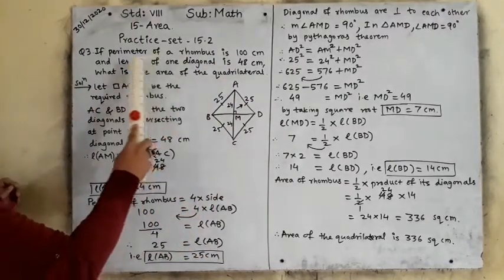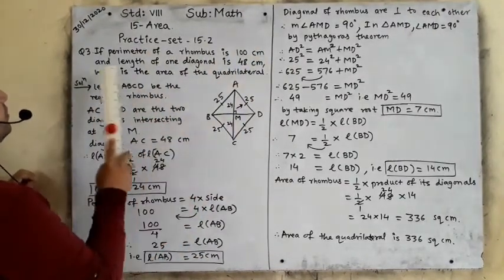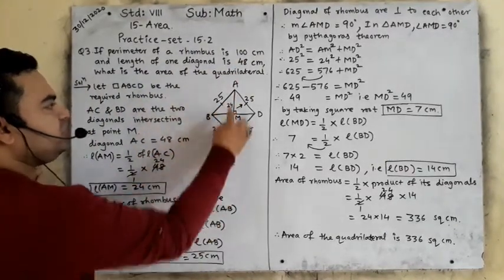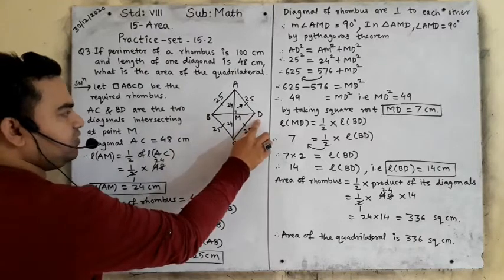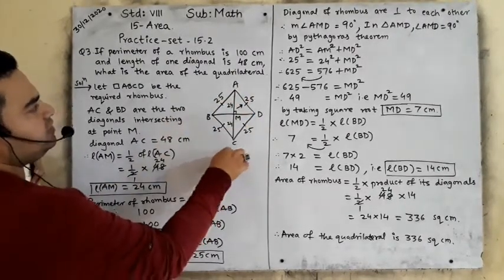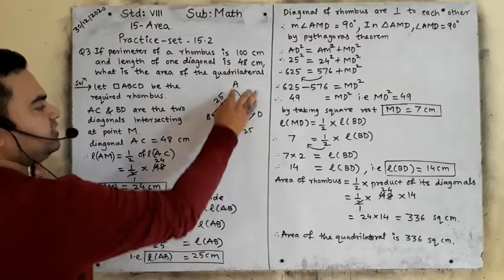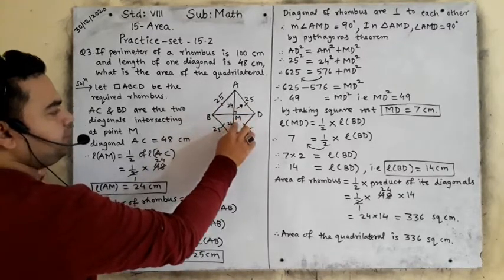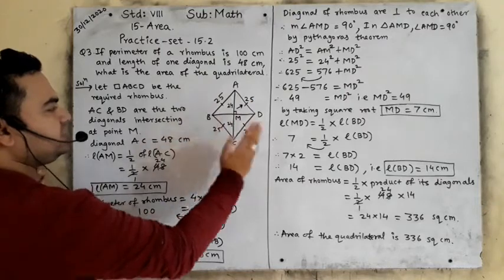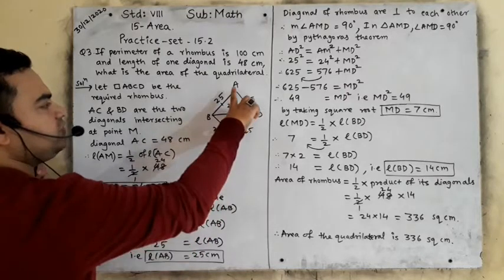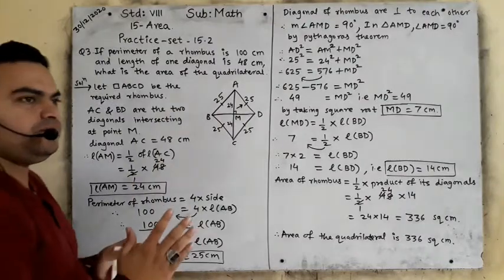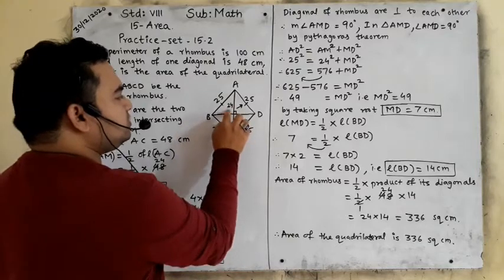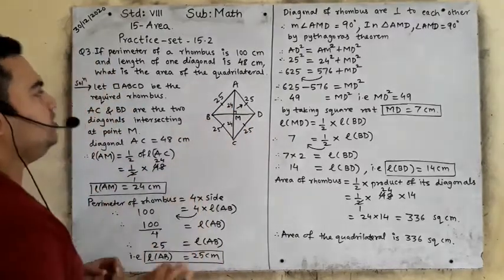So it is given perimeter of rhombus is 100 cm, and length of one diagonal is 48 cm. Can you see AC is a diagonal and BD is another diagonal? So we have considered AC is a diagonal of 48 cm. Can you see these two diagonals intersect each other at point M? So this is a perpendicular bisector. Therefore, I have written here 24, 24. It means AC was 48 cm, and just because it is a perpendicular bisector, it gets divided into two equal parts, 24 and 24, that is 48. Okay, now see further.